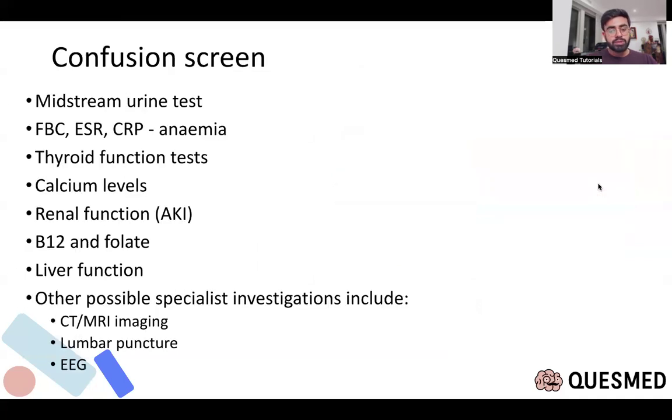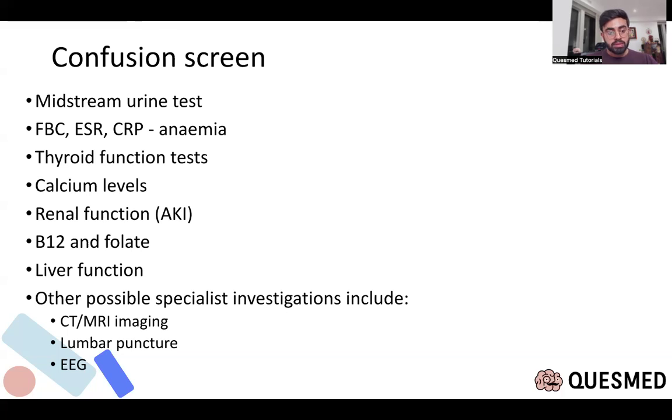Now, going through a confusion screen, again, you want to look for very common causes of confusion and delirium. So we talked about urine already. In terms of bloods, anemia is very common in the elderly, and sometimes that can be a red flag for particular malignancies. CRP can help in looking for infections, and sometimes an ESR is helpful if you're thinking of other hematological or rheumatological differentials. We've got thyroid function tests and calcium levels. In general, electrolyte abnormalities tend to be more common in the elderly, especially if they're not maintaining good nutrition. But also, as your renal function declines with age, that's why we have renal function there.